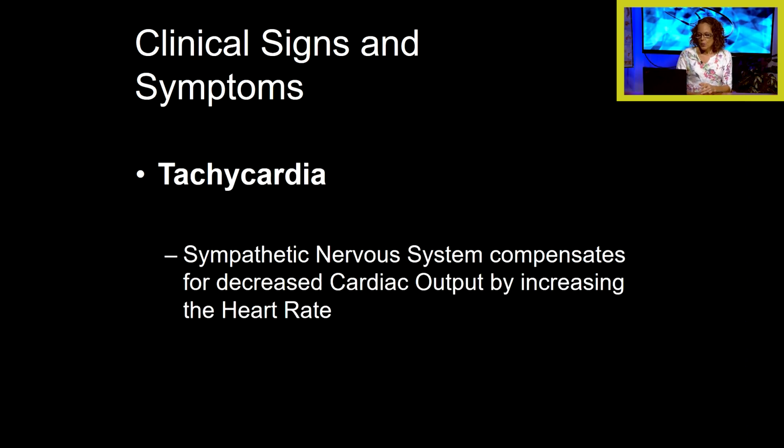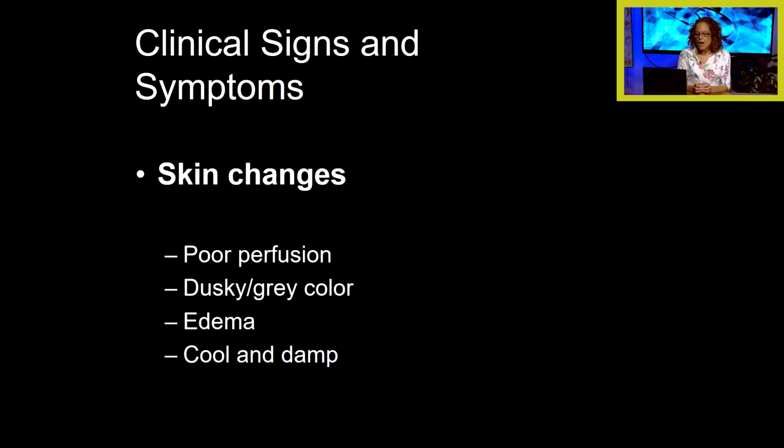And we mentioned before that they would complain of heart palpitations, and this is from tachycardia, the patient being tachycardic, meaning that their heart rate is way up above 80, in the hundreds, in the 120s. And this is the sympathetic nervous system compensating, right, for the decreased cardiac output by increasing the heart rate. Okay, well, we're not getting enough blood supply to the organs, so the heart is going to start beating faster, right?